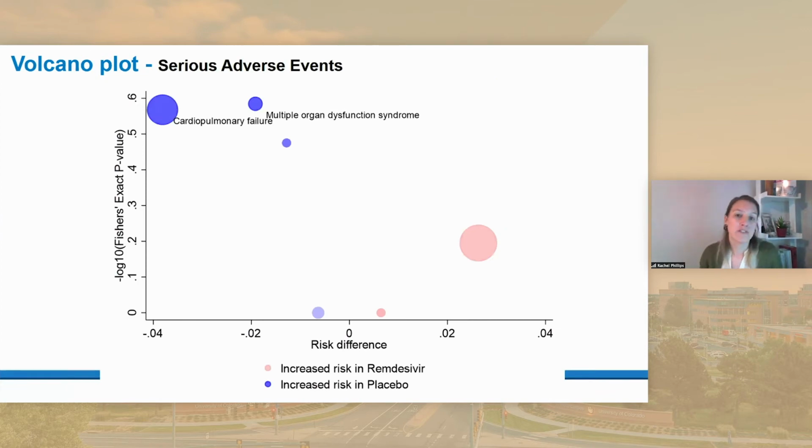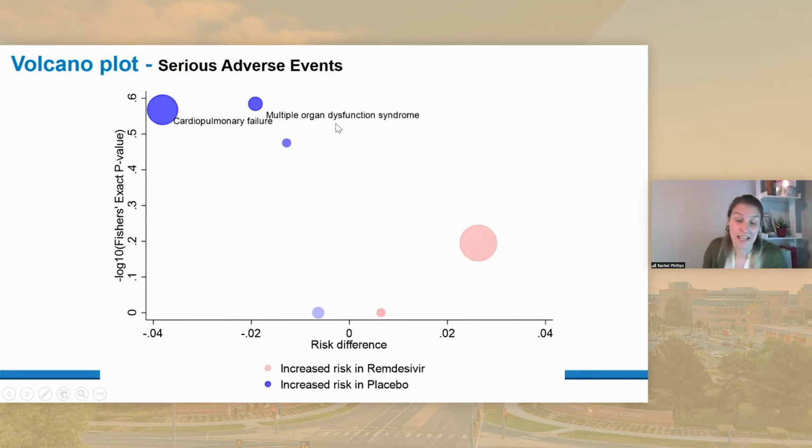Now, if we look at the volcano plot, looking at the subset of that table which presented the serious adverse events, we notice that due to the lower event rates in serious adverse events, the volcano plot is harder to interpret, as what perhaps is not obvious is that there are a number of overlapping events that have the same risk difference and p-values, and therefore we can't uniquely see them. So we're also seeing here a highly asymmetrical pattern, highlighting a signal for a higher risk in the placebo arm of cardiopulmonary failure and multiple organ dysfunction.